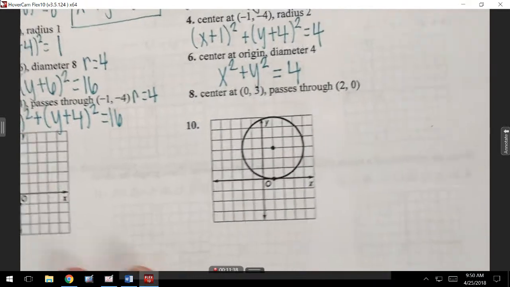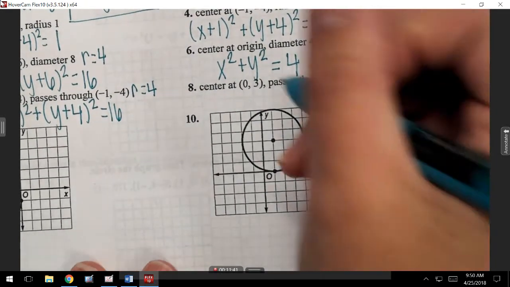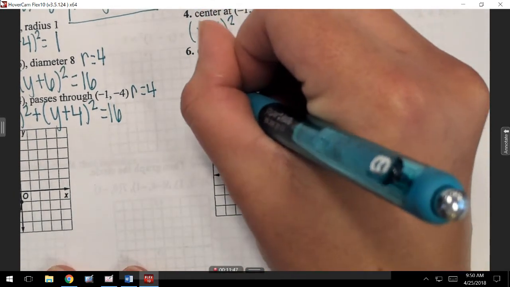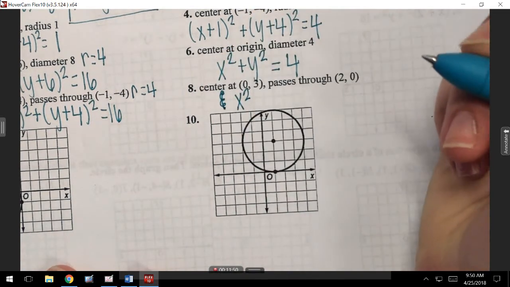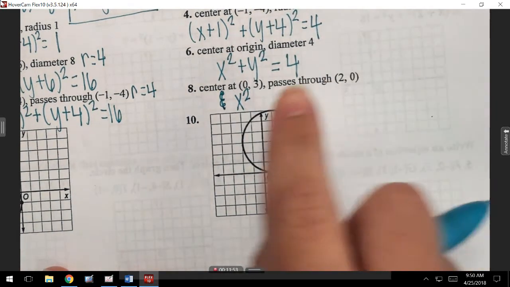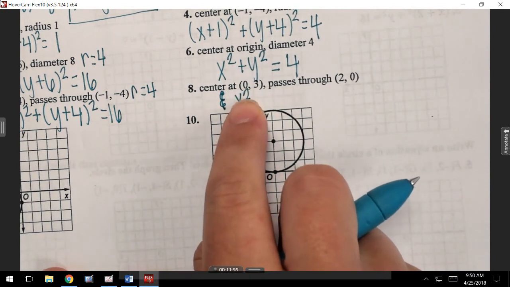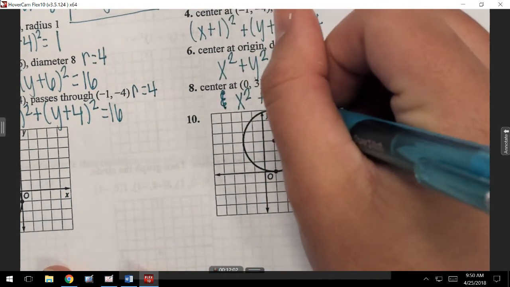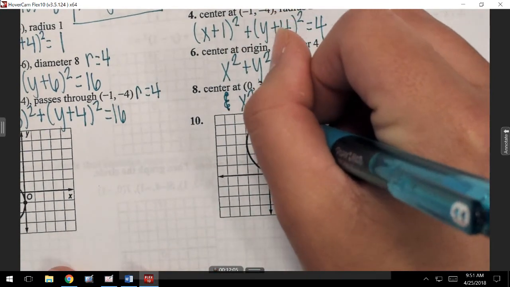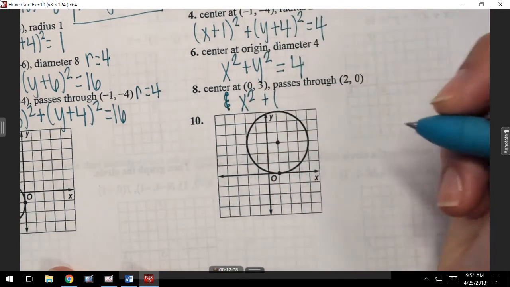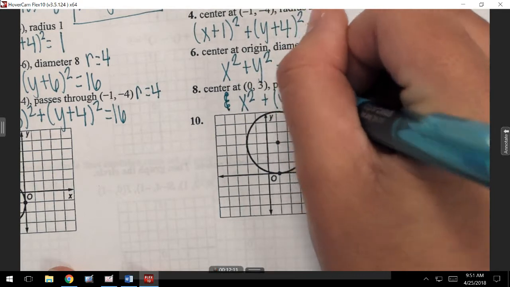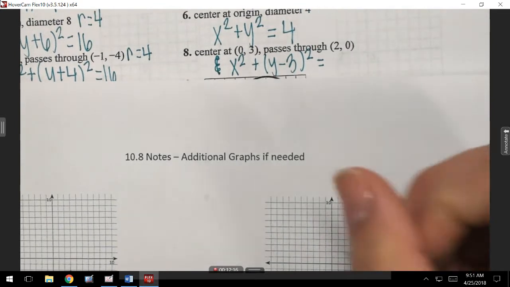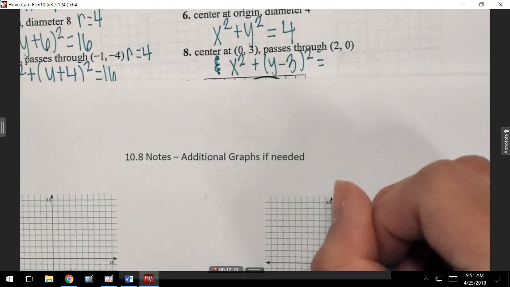However, on number 8, plot those points. Do we have to? Plot those points on number 8. So, h is at 0, so the beginning is just going to be x squared. You can have one that's 0 and one that's not. Because the h is 0, we're only going to have x squared. But then y is going to be y minus 3 squared. Okay, that's just the beginning. I'm going to go plot these points. Let's look at it. 0, 3, that's the center.